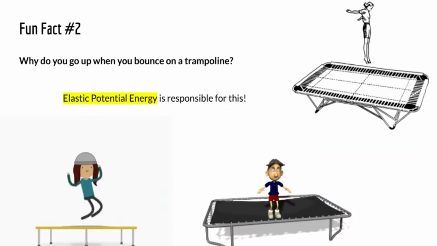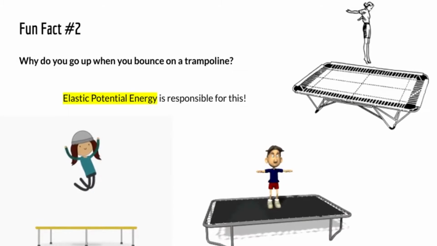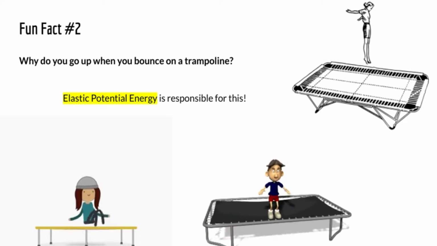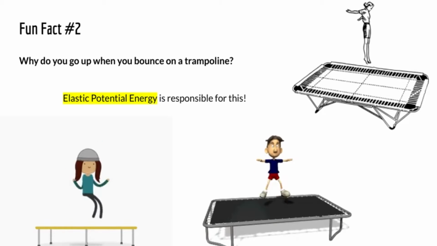Fun fact number 2. Have you ever wondered why you go up when you bounce on a trampoline? Elastic potential energy, the same type of potential energy exhibited in our catapult, is responsible for this.